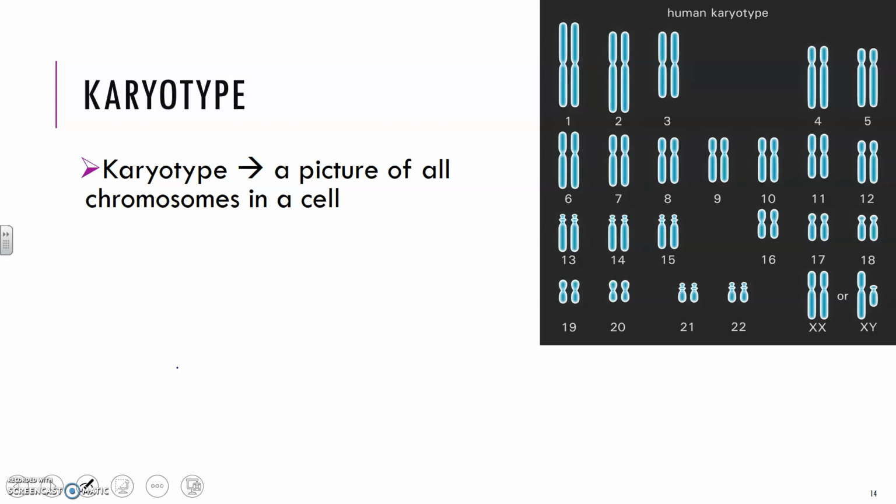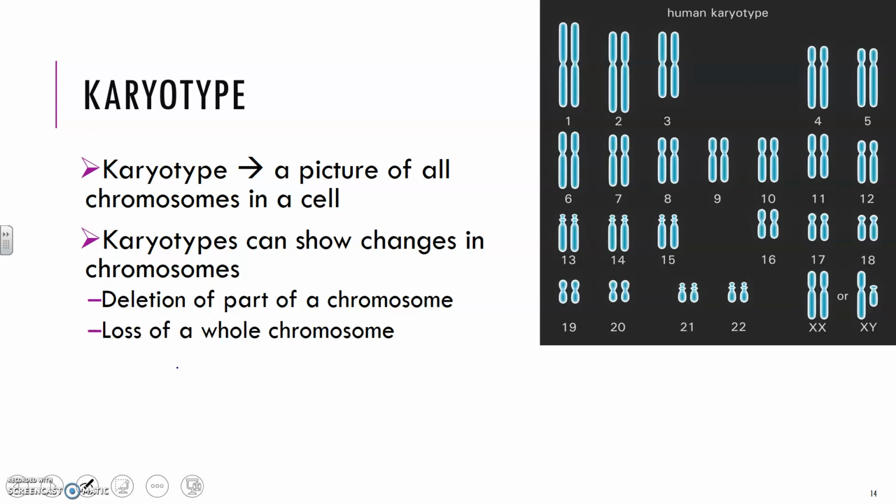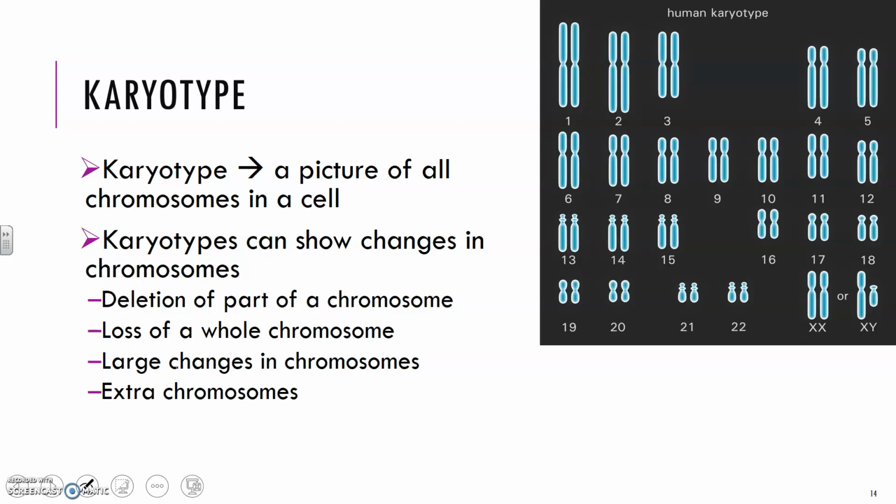You have your 22 pairs of autosomal chromosomes, and then you have your sex chromosomes at the end. Karyotypes can show changes in chromosomes, if one is abnormally large or abnormally small, or if there is an extra of one type of chromosome. Deletion of a part of a chromosome would be the chromosome is abnormally small. Loss of a whole chromosome, so if you have 45 chromosomes instead of 46. An addition to a chromosome, like an extra piece on there. If you have extra chromosomes, so you have 47 instead of 46. And duplications of parts of chromosomes.